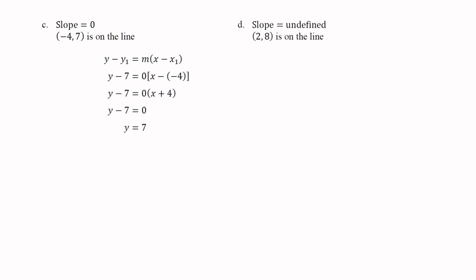Now, if the slope is undefined, just like with slope-intercept form, there's nothing that we can plug in because we cannot plug in an undefined slope. So we simply go to our x value, which is 2, and we get x equals 2 as our equation.